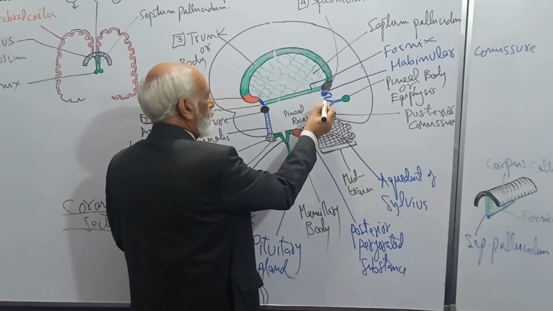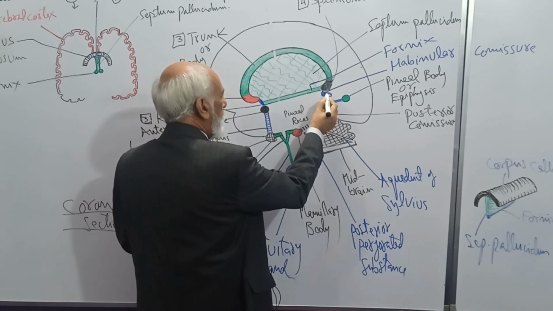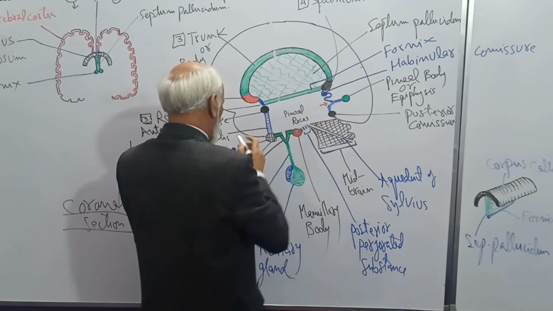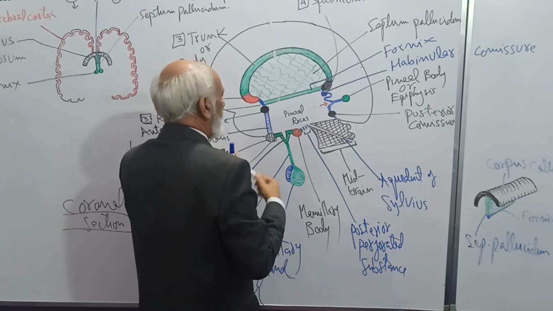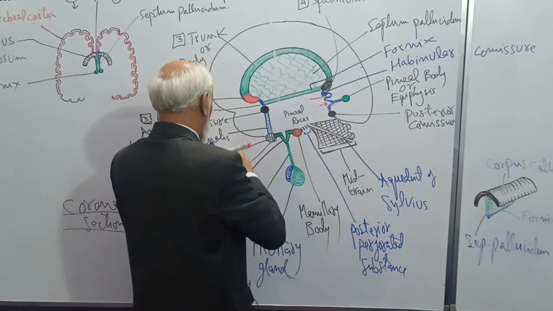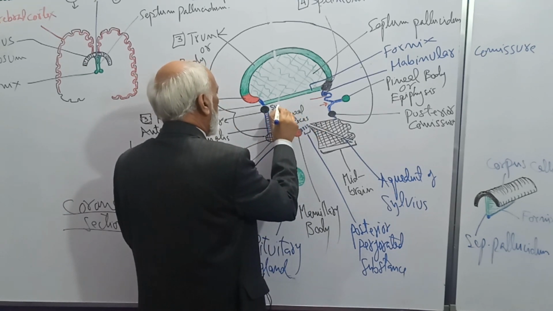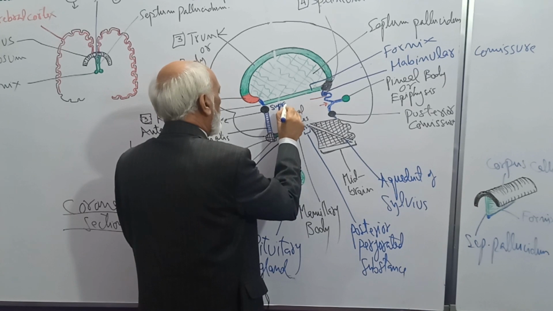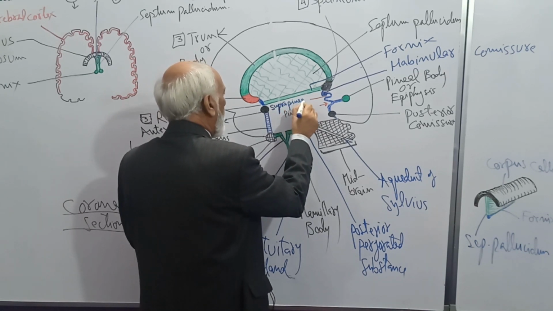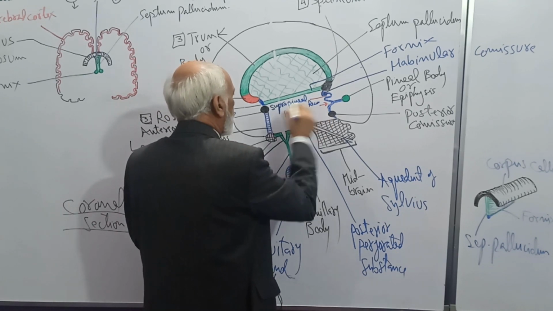Can you see the superior lamina run backwards and then turn again forwards? Another recess is formed. This is called the suprapineal recess, also epipineal or suprapineal, above the pineal body.